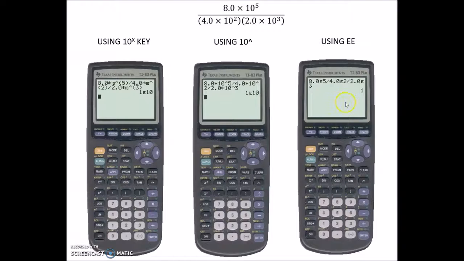But let's go up and look at the original problem again. Let's look at the exponent part. We've got a 10 to the 5th divided by a 10 squared divided by a 10 cubed. That's essentially 10 to the 5th over 10 to the 5th, which is 1. And likewise with the mantissa part, we've got 8.0 divided by the product of 4 and 2, which is 8 over 8, which is also 1. So the answer is 1 in this case.